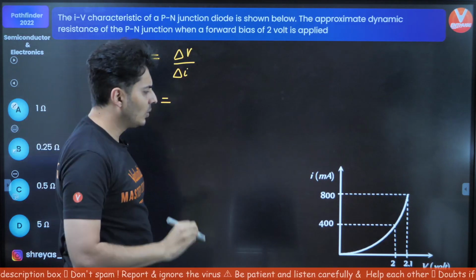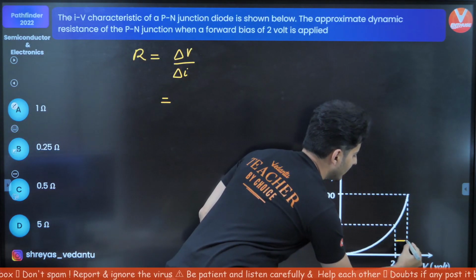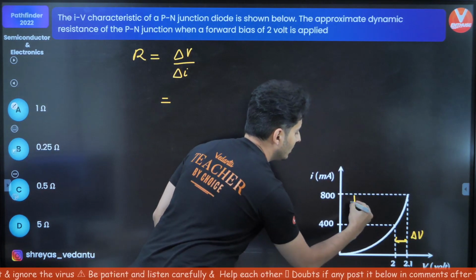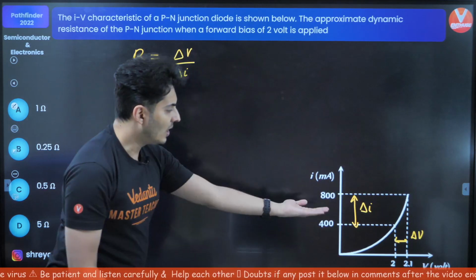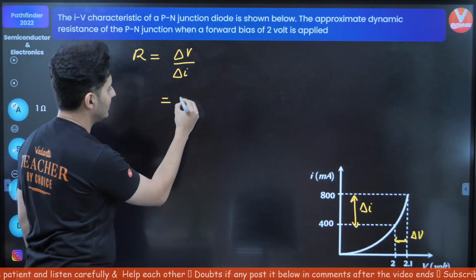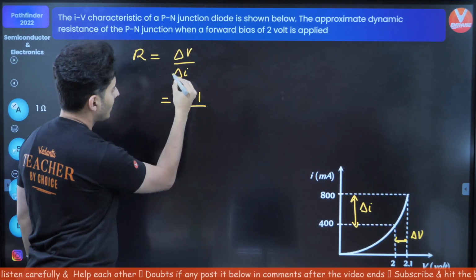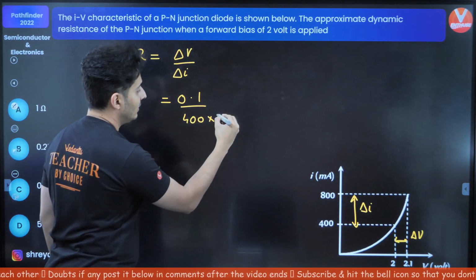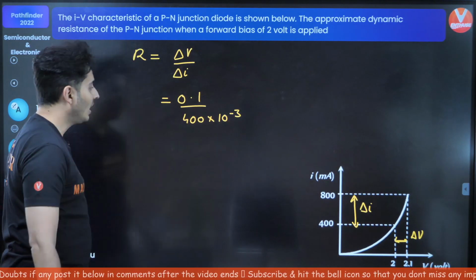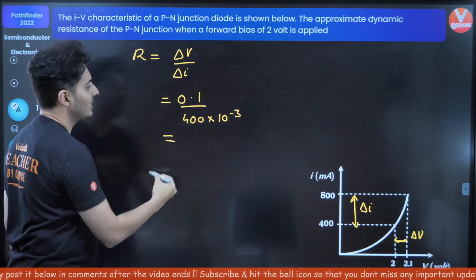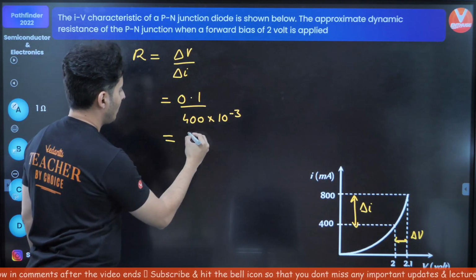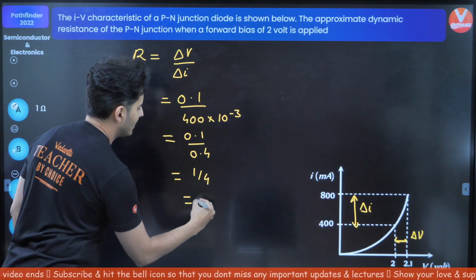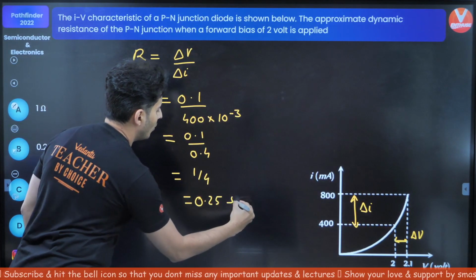I think you can easily look at this over here and realize this value is del V. This value is del I. So how much is del V? It's obvious, 2.1 minus 2, which is 0.1. And del I, that's 800 minus 400, which is 400, but milli. So 10 to the power minus 3. I hope that makes sense. So basically, this will be nothing but 0.1 divided by 0.4. So that is 1 by 4, which is 0.25 ohms.